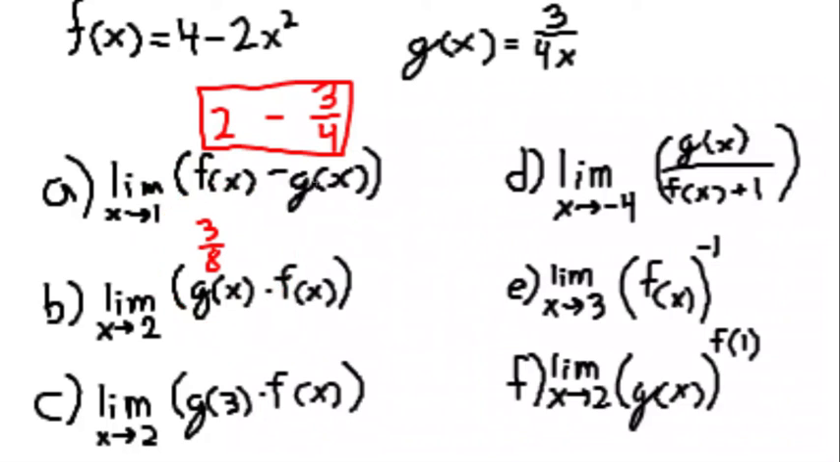Then, for f of x, if you plug in 2, you get 4 minus the quantity 2 times 2 squared, 4 minus 2 times 4, 4 minus 8, negative 4. I will recommend simplifying multiplication, even if you don't simplify addition or subtraction, because it's just a very good habit to get into, and it is much easier.